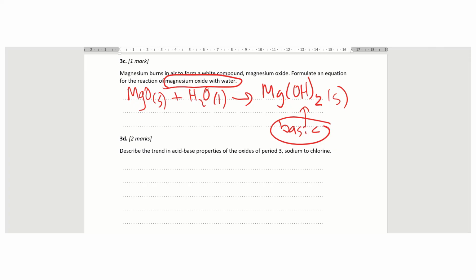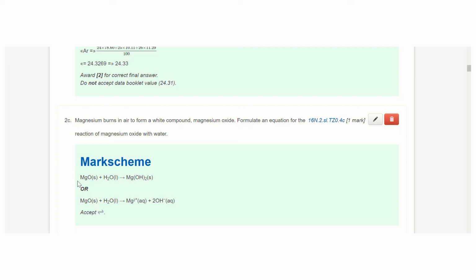So if you look at the mark scheme, you'll notice that you've got two ways of actually writing this reaction. Either magnesium oxide reacts with water to form magnesium hydroxide, or you've got magnesium oxide solid in water forms the ions magnesium 2+ and the hydroxide. Either one is correct. I would always go for the first one because that's the easier one rather than go into the ions, etc. Okay?